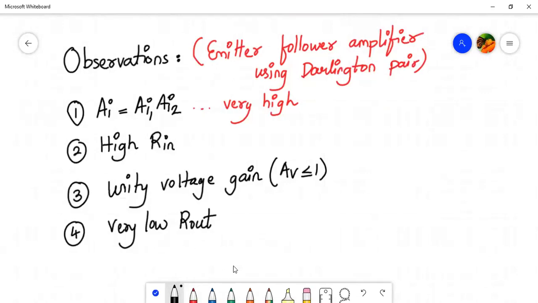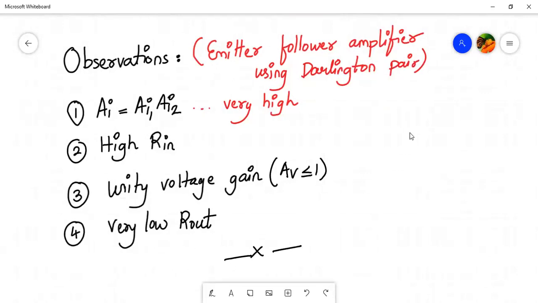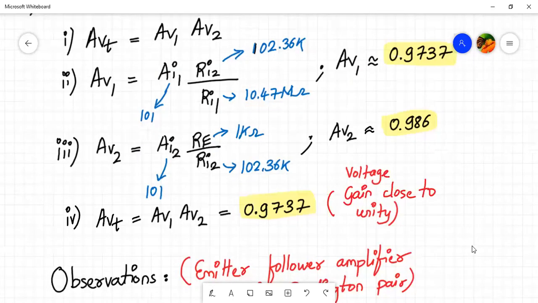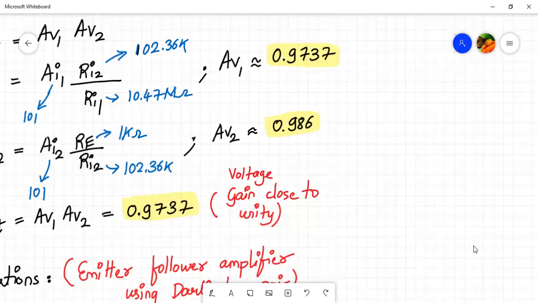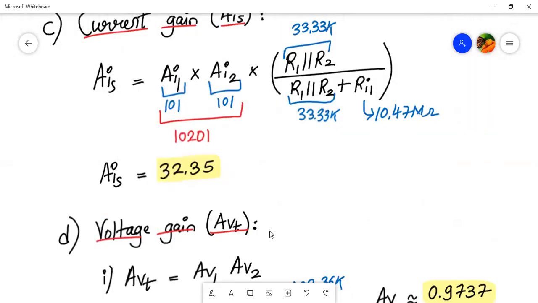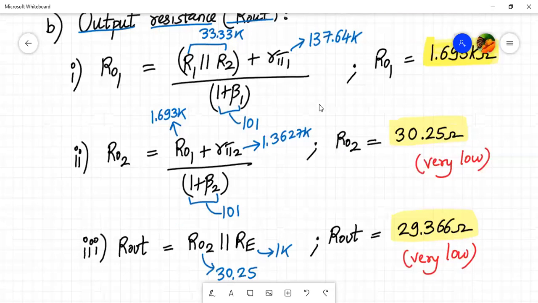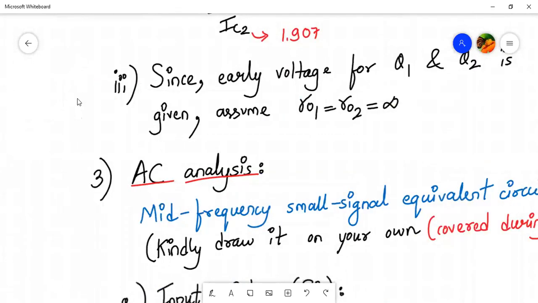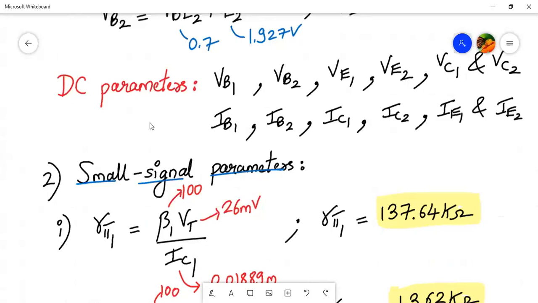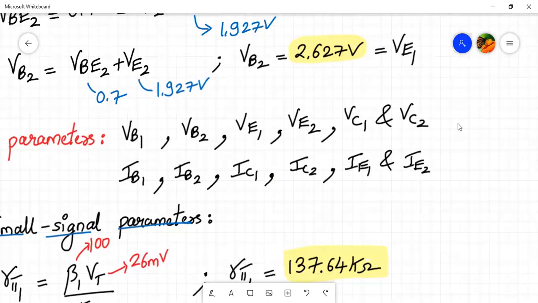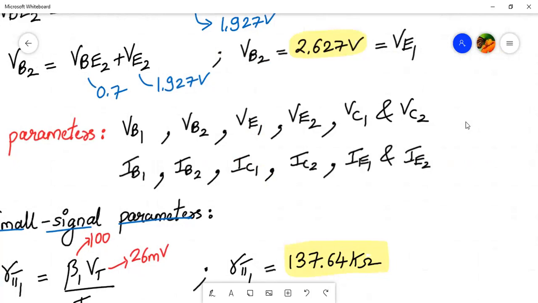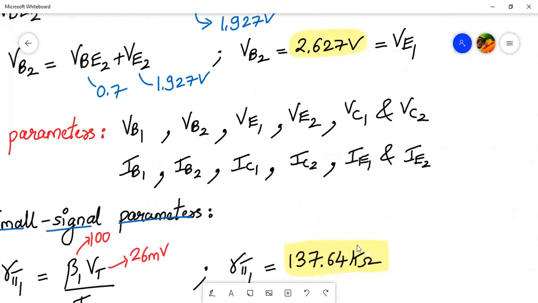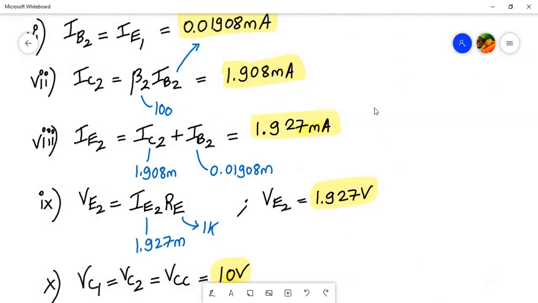And with this, we conclude this session. We have solved a numerical on emitter follower amplifier using Darlington pair and found out the voltage gain, the current gain, the output resistance, the input resistance value, and finally the DC parameters of the circuit. The small signal parameters, that is RPi 1 and RPi 2, no need to calculate GM. And finally, the DC parameters of the circuit, that is terminal current and terminal voltage, were found out for the Darlington. Let me show you the main circuit now, which I'm showing in front of your screens.